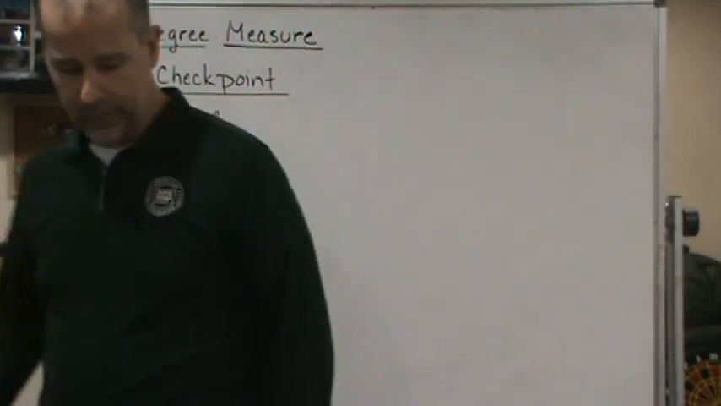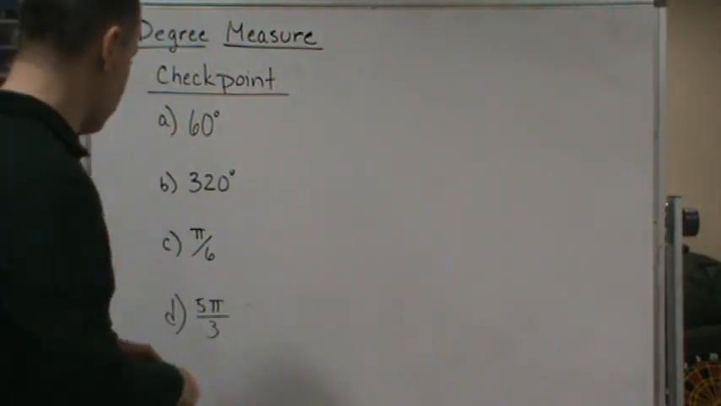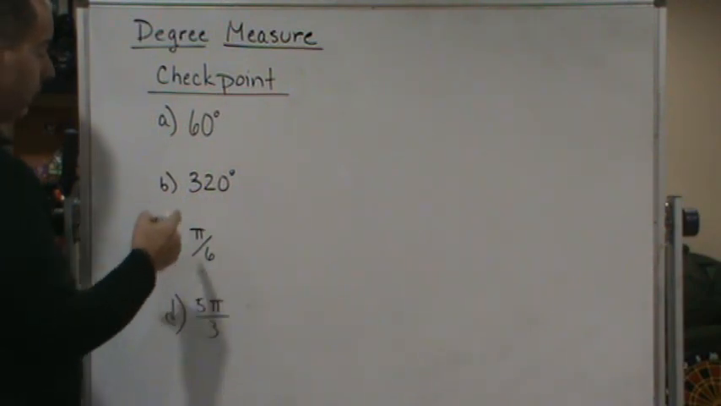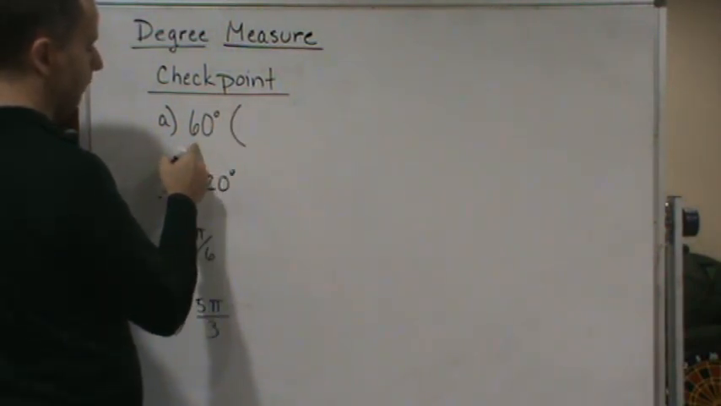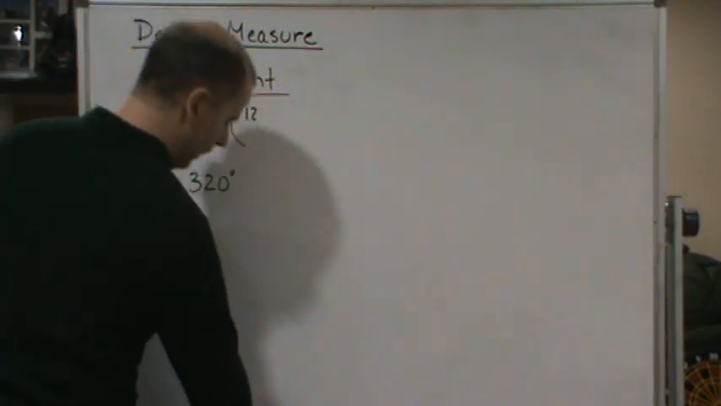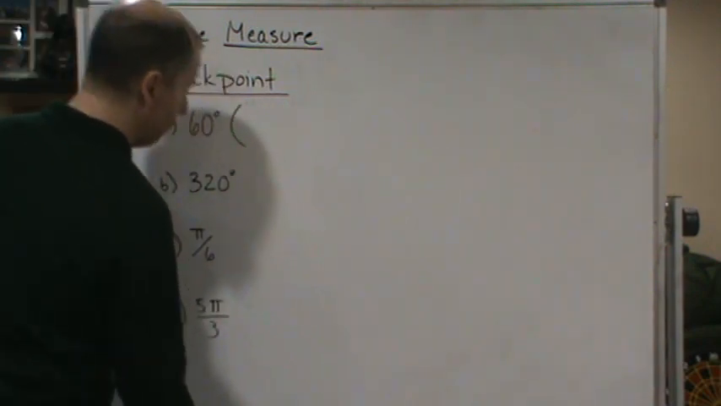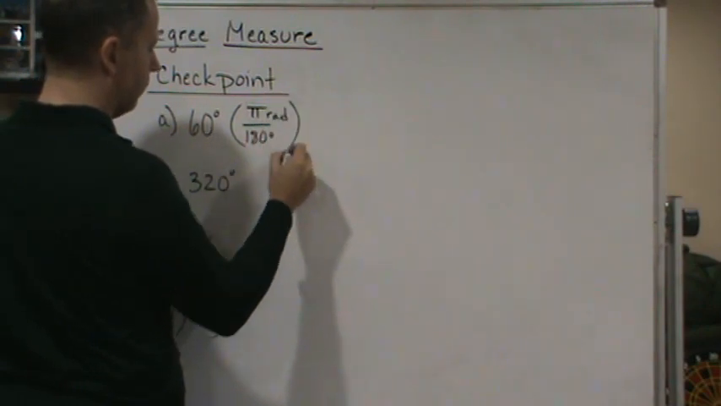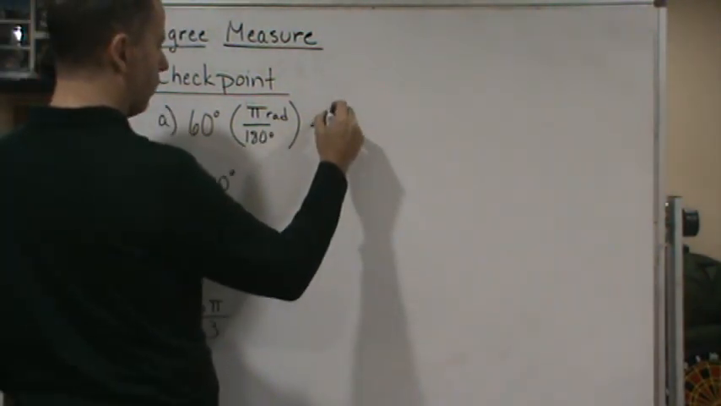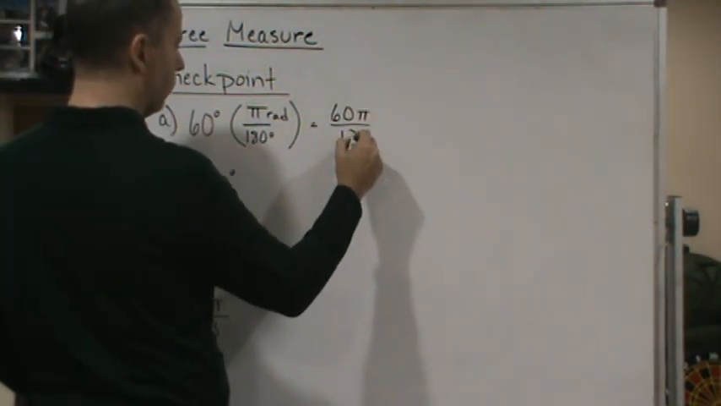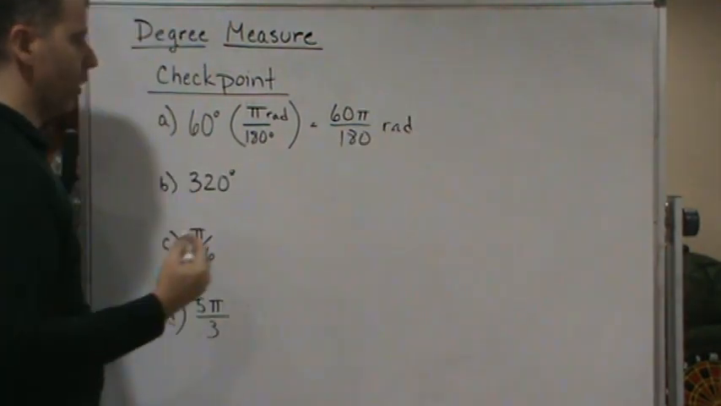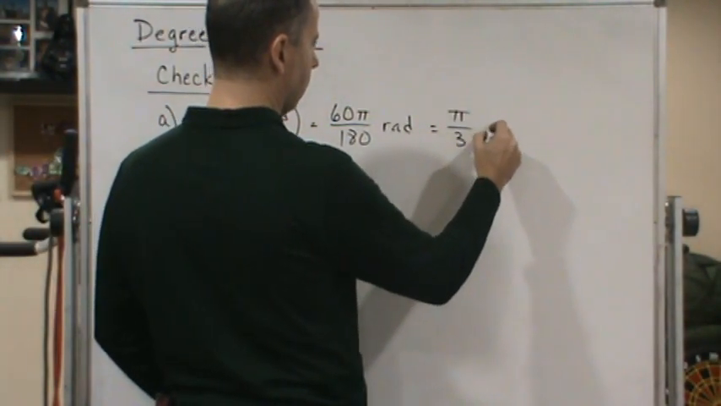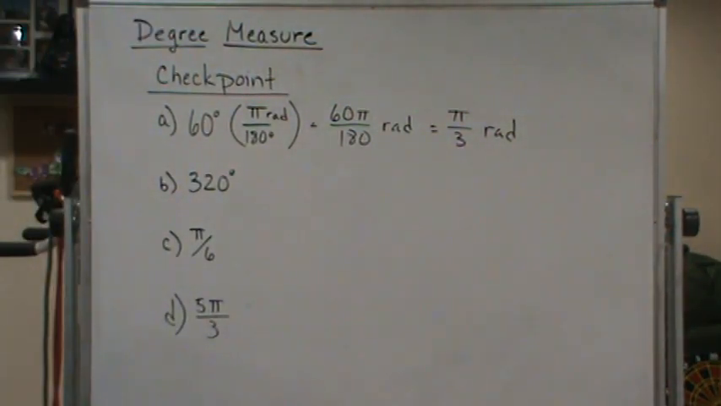Okay, now I'm going to do it, assuming you came back from pausing. Again, we're just going to use the appropriate conversion factor. I need to multiply by the conversion factor that gives me radians, and that's not 180. That's going to be pi radians over 180 degrees. If I multiply across, this gives me 60 pi over 180 radians. Of course, you always want to simplify, and this gives me pi over 3 radians. Okay, and that's the answer.